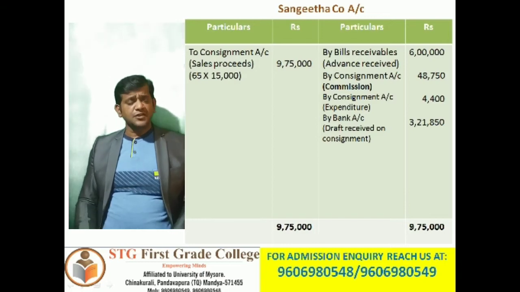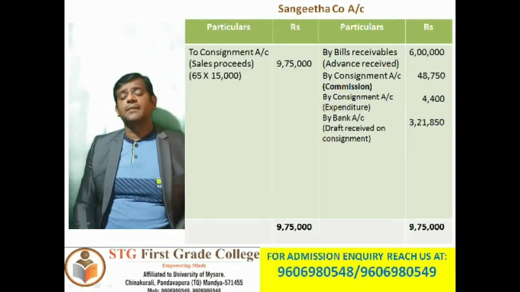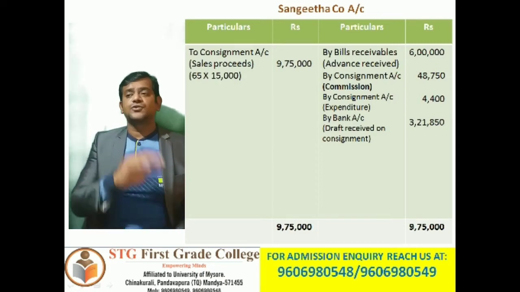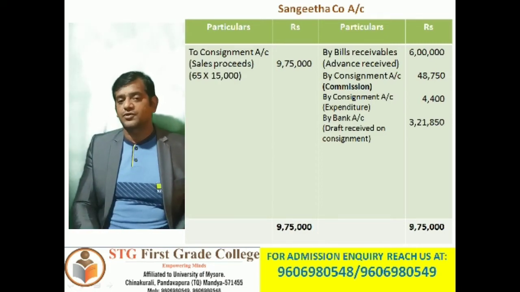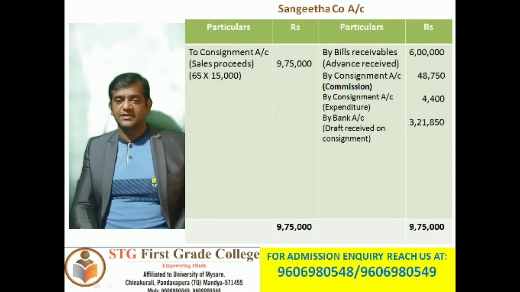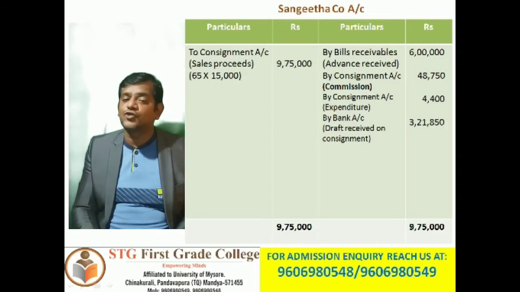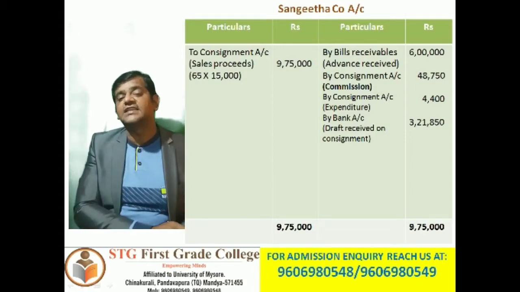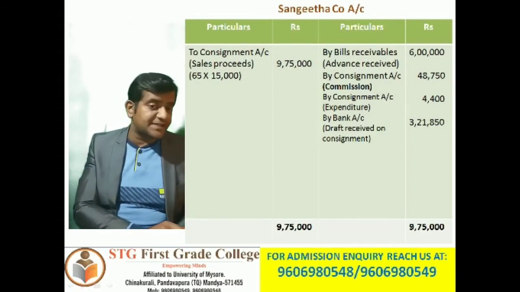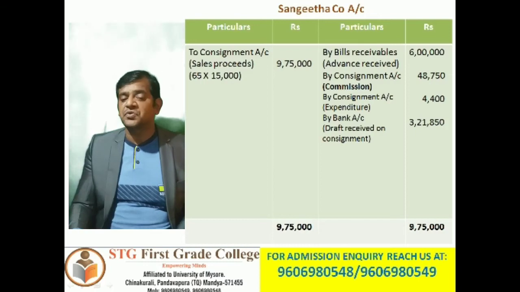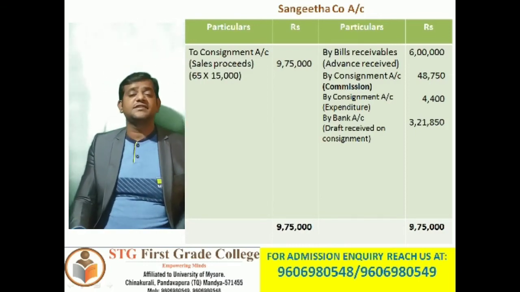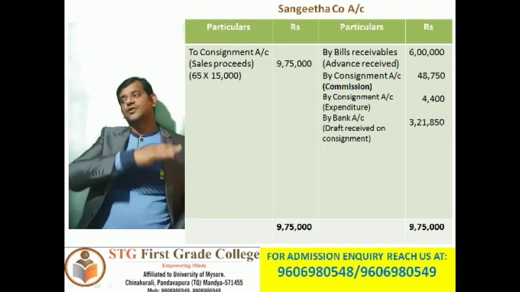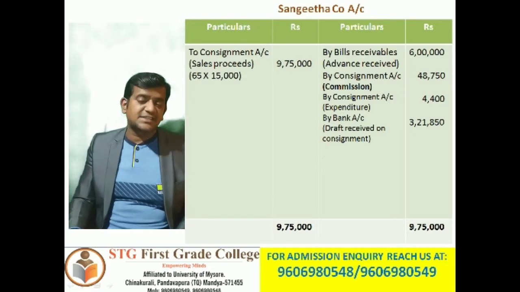Okay. So here, first on the debit side, we are going to consider to consignment account. So to consignment account, what are we going to write first? Sales proceeds. What is the number of mobiles sold? 65 mobiles. What is the price? Sales price 15,000 rupees. So 65 into 15,000 rupees, that is equal to 9,75,000.